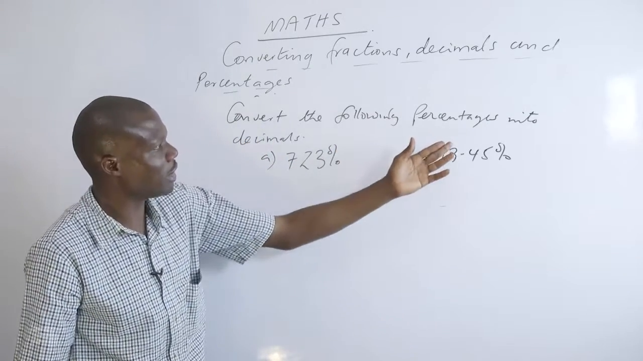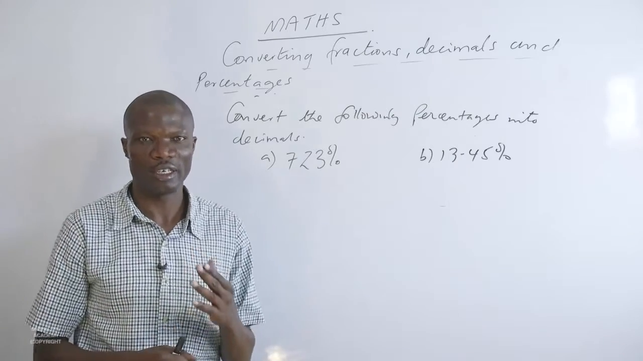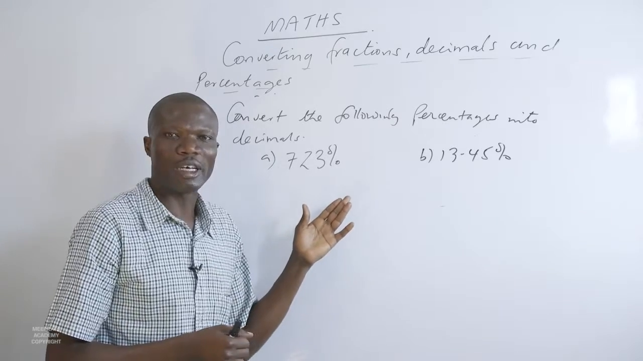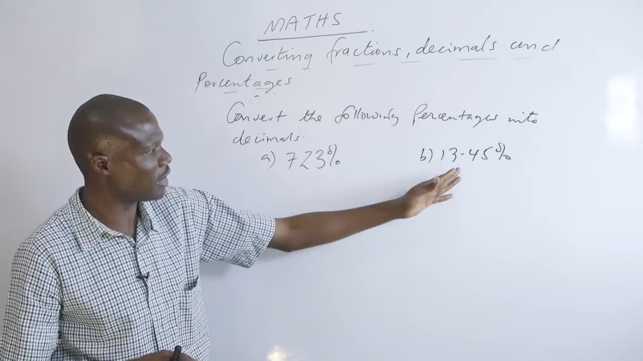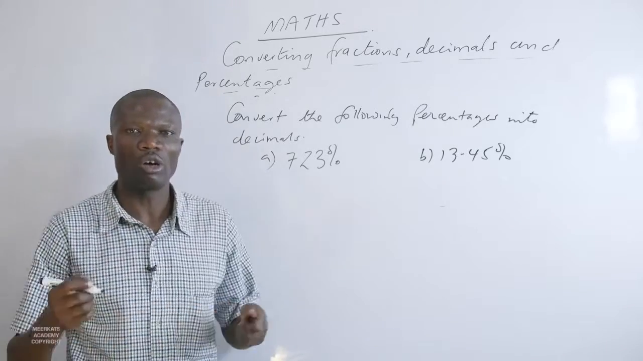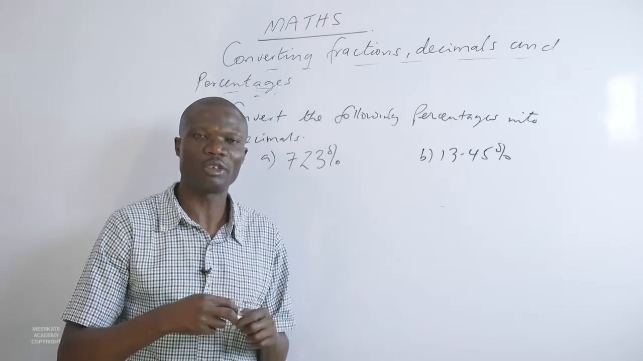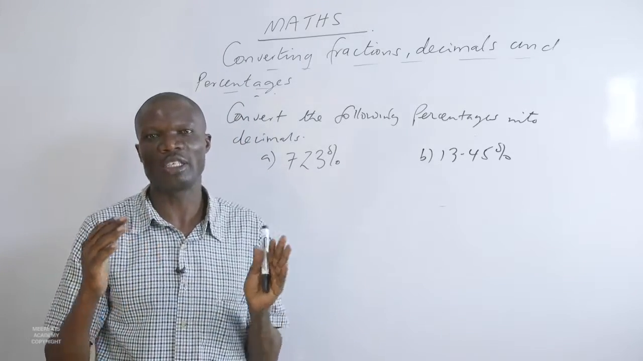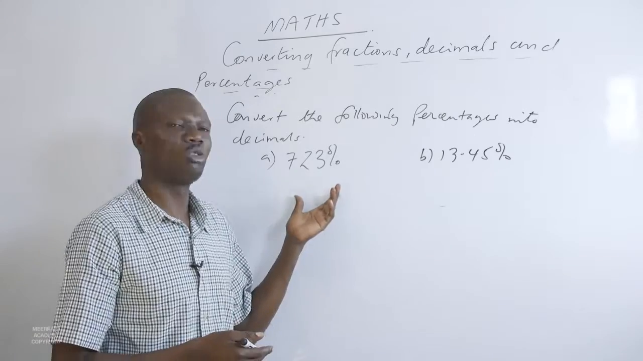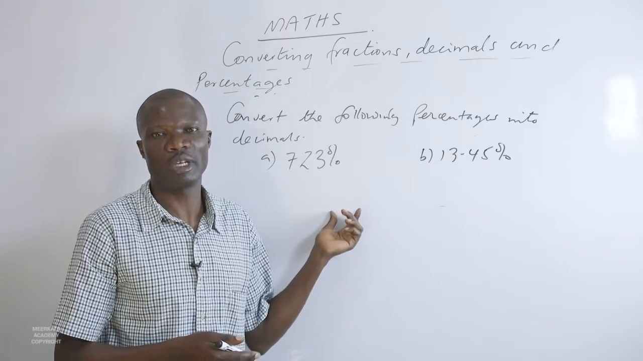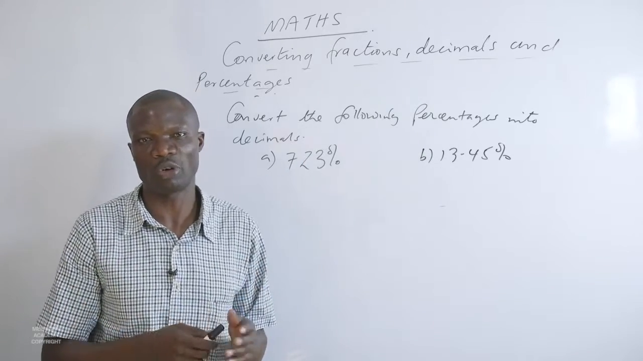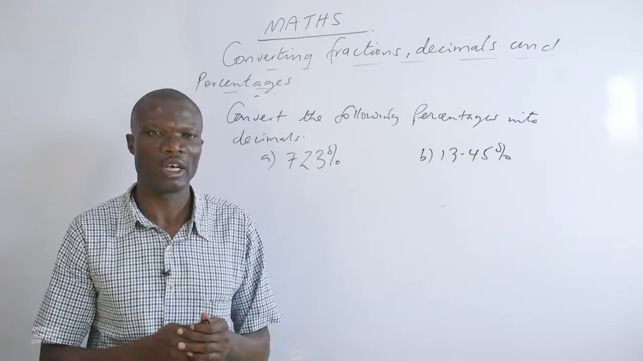Convert the following percentages into decimals. First one, we have 723%, and 2, we have 13.45%. Now, as we saw earlier on, to convert a percentage into a decimal, first you need to put it in fraction form with the denominator 100, and then you work it out by moving the decimal point as per the number of zeros at the bottom here.